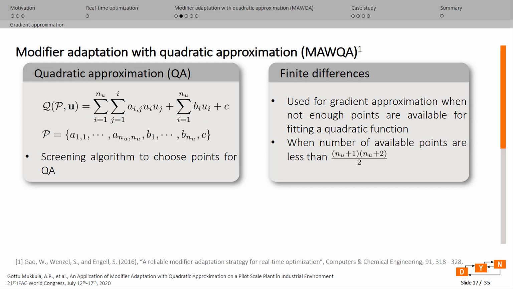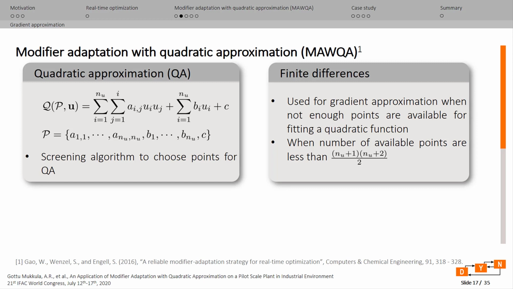It is a function of parameters p and input variables u. The quadratic approximation function can be fitted when there are at least as many data points as the number of parameters to be identified. In modifier adaptation with quadratic approximation, finite differences is used for gradient approximation if there are fewer points than the number of parameters to be identified.